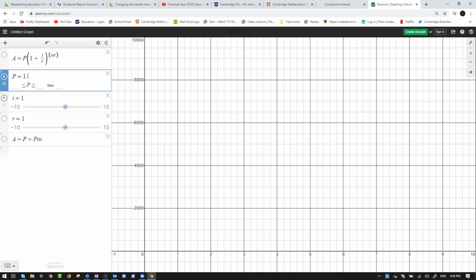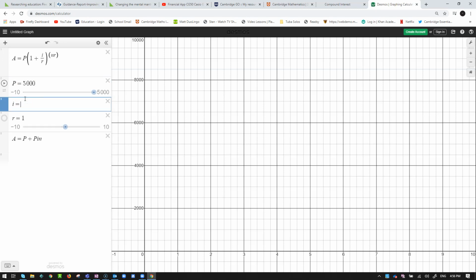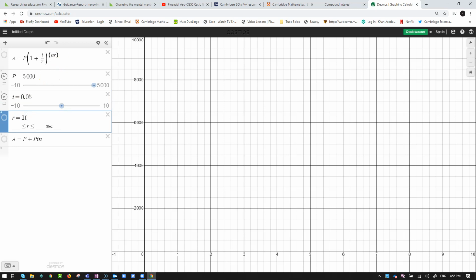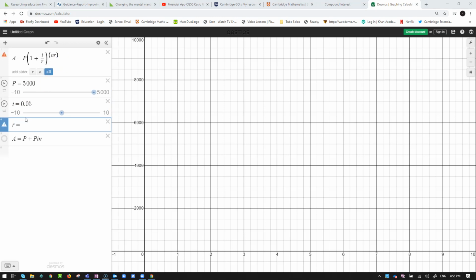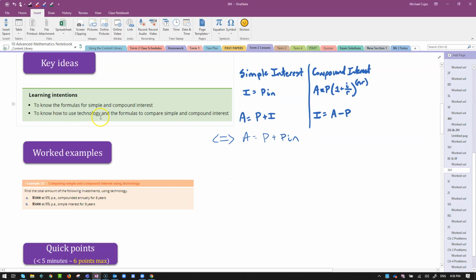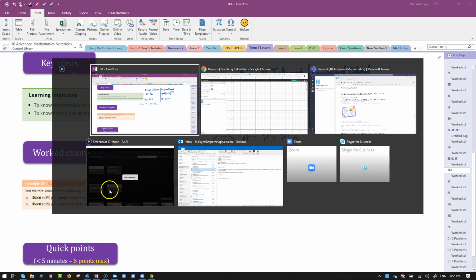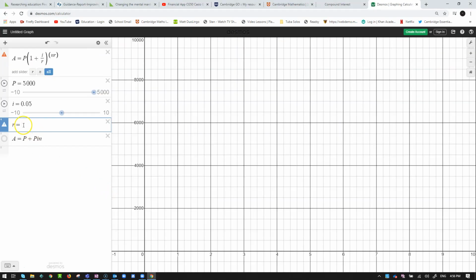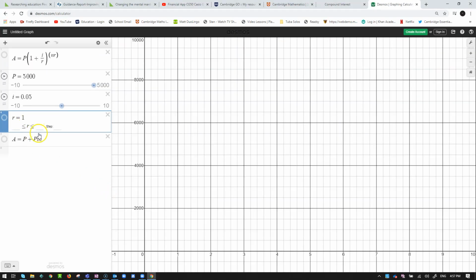We had a principal of $5,000. So let's change that P value to be 5,000. The interest rate was 5%. Now, because I'm substituting it in here, remember 5%, I'm going to make 0.05. That's how we write 5% as a number. And how many times was it compounding per year? It was compounding, I think, annually in this first one. We better go back and check. Compounding annually. So that's easy enough to do. We can keep the number of rests as 1 at the minute.